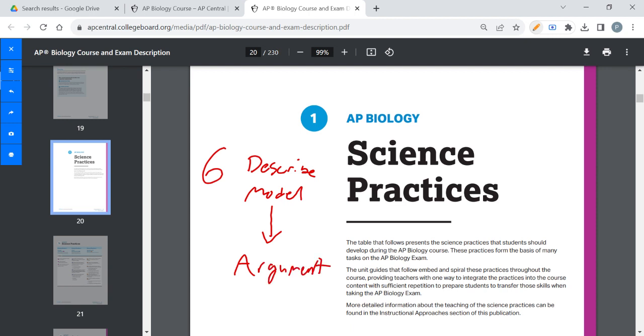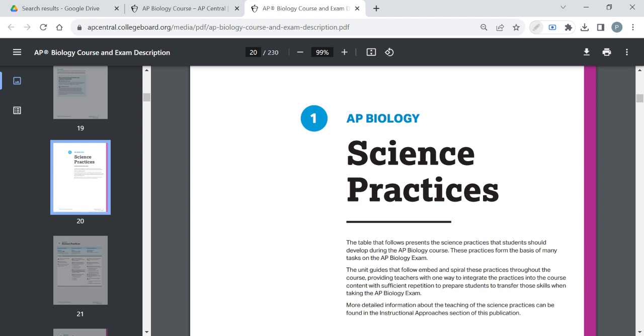The idea is that it's built up like a building, right? You need a good foundation. You need to be able to describe everything we're talking about in class before I can ask you to draw a picture of it. And after you're able to draw the picture, then we can maybe design an experiment, get data and information, and then you'll be able to form an argument and really know your stuff for the course.